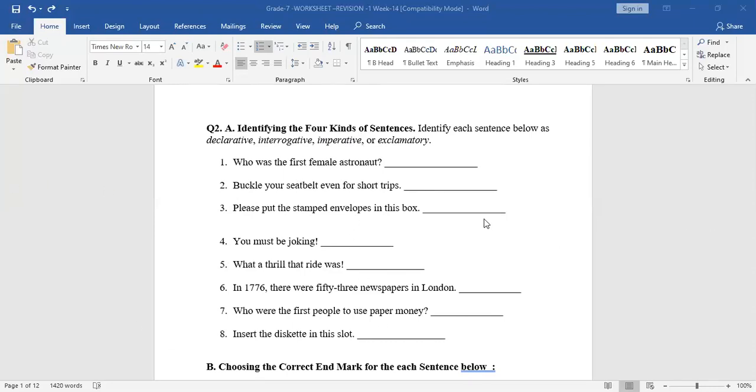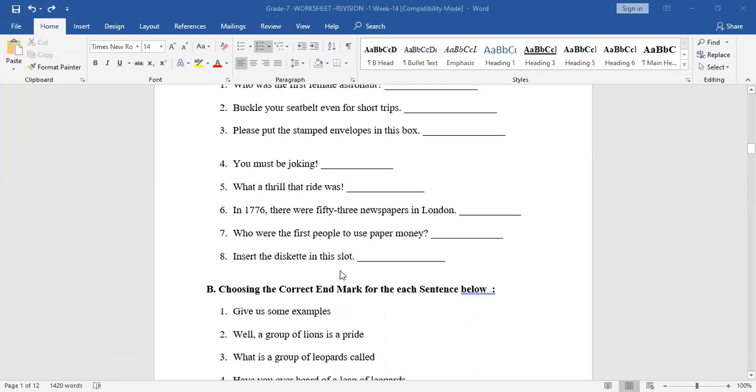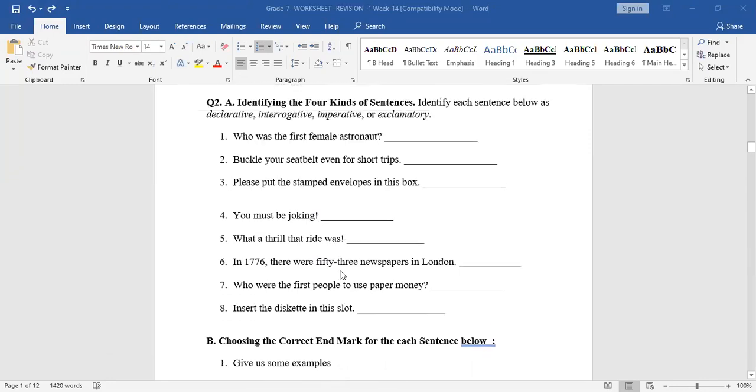Number 6 is declarative, yes? And number 7? Number 8 is declarative also. This is exclamatory because it has an exclamation mark, and also this is exclamatory. What about 6? Declarative. 7, interrogative. This one, imperative. Declarative, because of the word. Imperative. Very good, boys. I'm clapping for you. Very good.